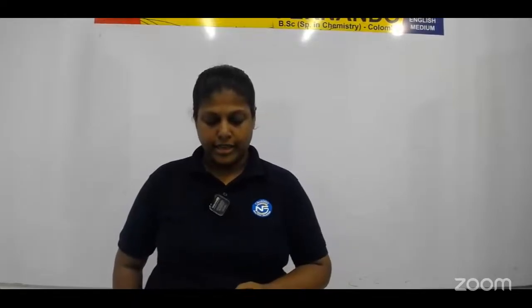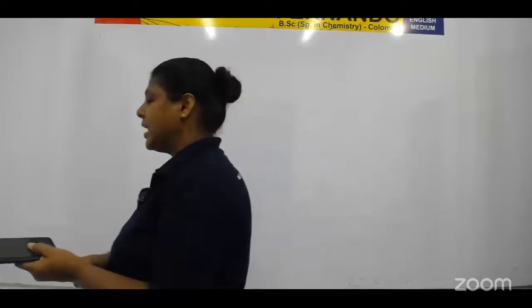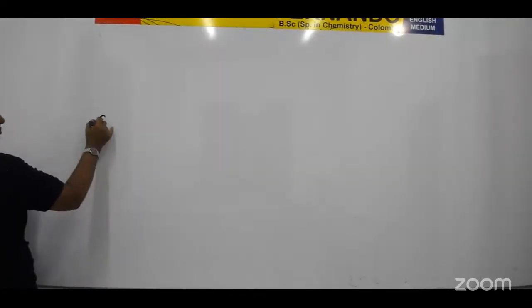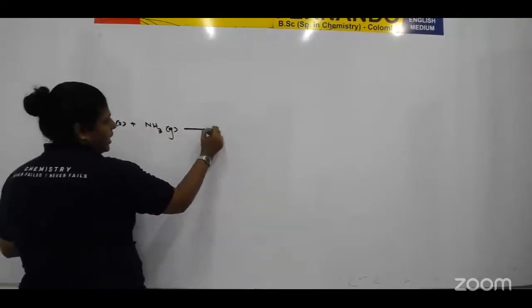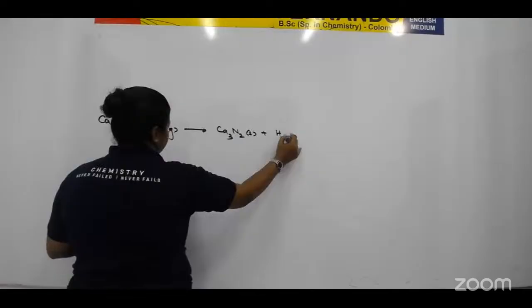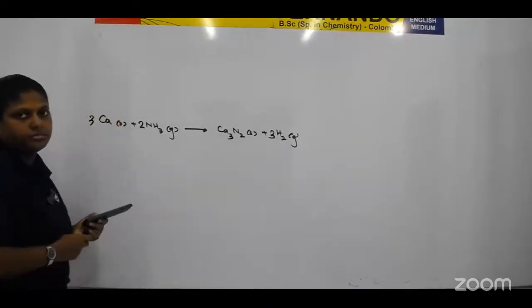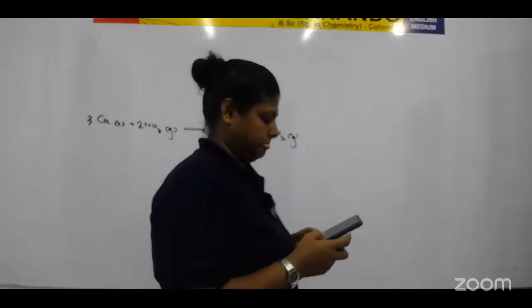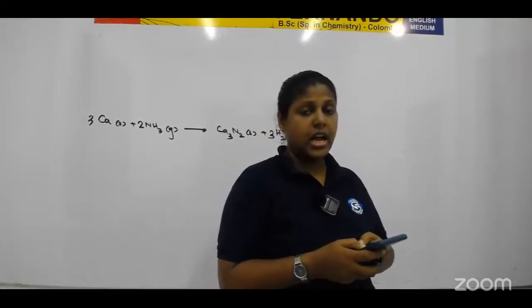Answer for 32. A statement correct. B statement correct. C statement correct. But D incorrect, because calcium is the same as lithium. Calcium solid reacts with ammonia, giving calcium nitride plus H2 gas. 2 into 3. That is a balanced reaction. Answer A, B, C. Answer 5.